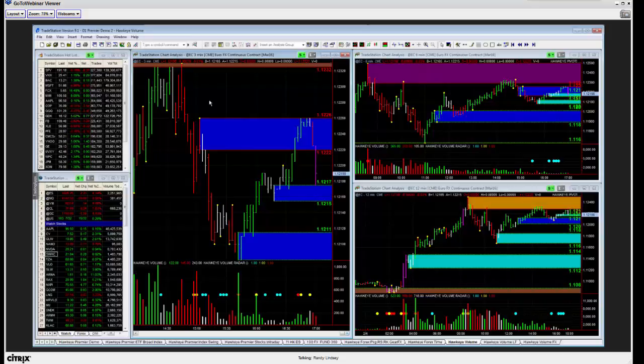They do not repaint. The only time that any of these will repaint is if the underlying data has any data corrections or any fundamental data that changes, but other than that, they are rock solid.